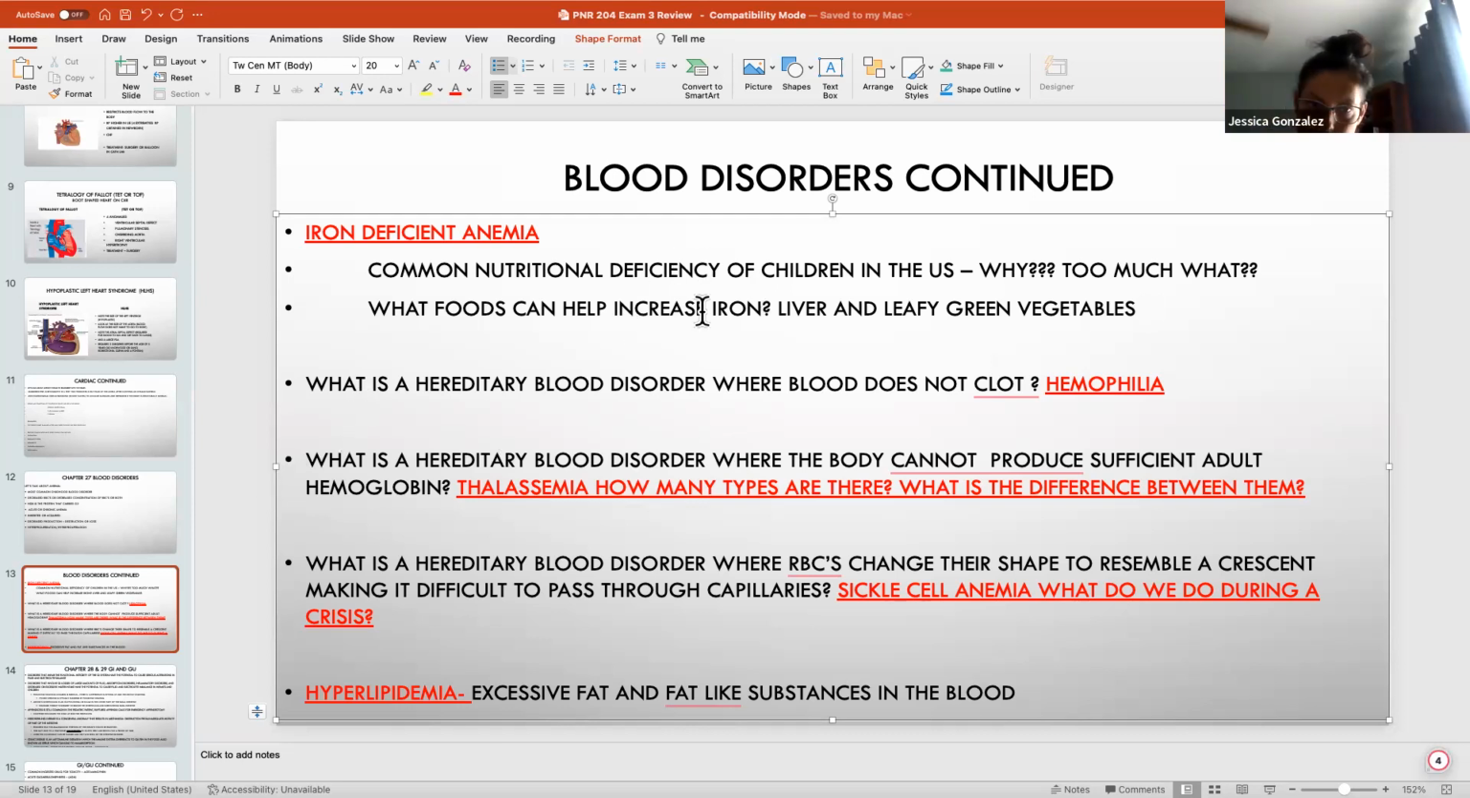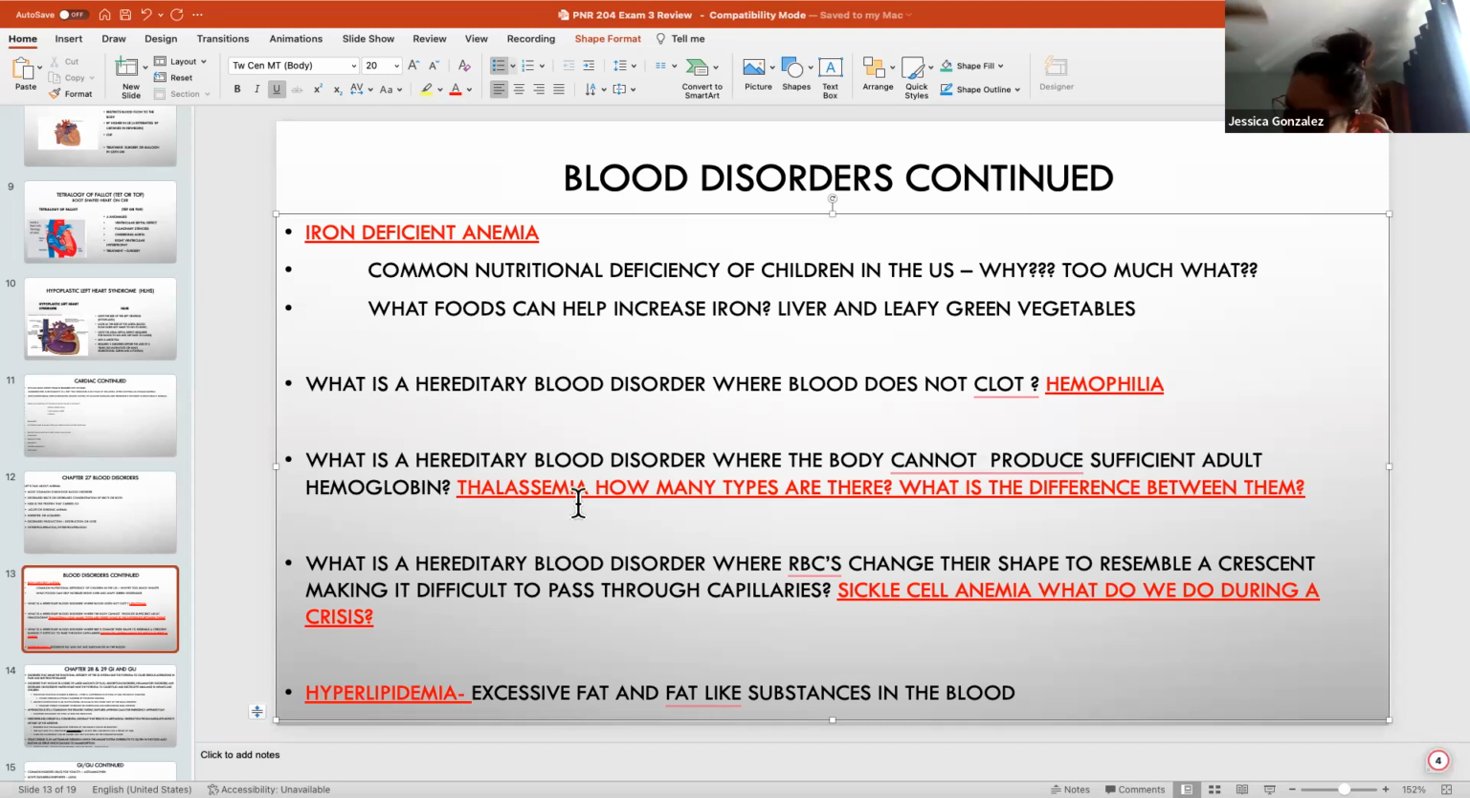So you should be able to pick out foods that are good sources of iron if a kid has iron deficiency anemia. And then the hereditary blood disorder where blood does not clot, that's your hemophilia. Isn't that the wolf syndrome, or don't they call it the wolves, or what is it? There's something that they call it. There's a couple of different hemophilias because it's always based on whatever clotting factor you're missing. Okay. We just need to know it's hemophilia when there's no clot. Yeah, you don't need to know the different types of hemophilia.